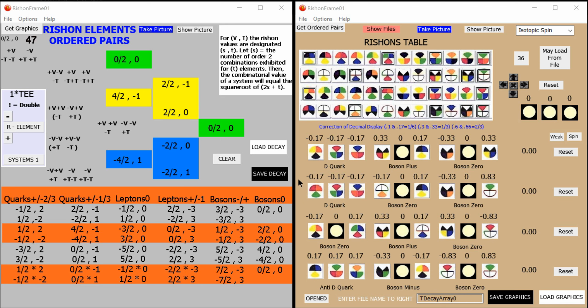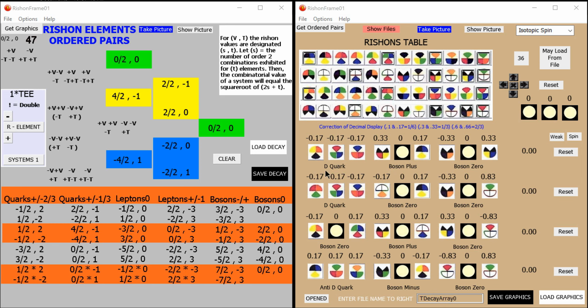So let's investigate the isotopic spin, flavor, and color quanta of the decay of the T quark into the B quark. And so, isotopic spin. The isotopic spin for the higher generation particles, the generation 2 and 3 quarks, should be 0.